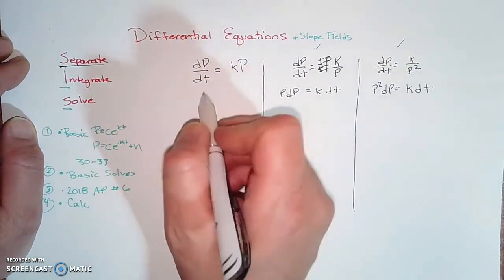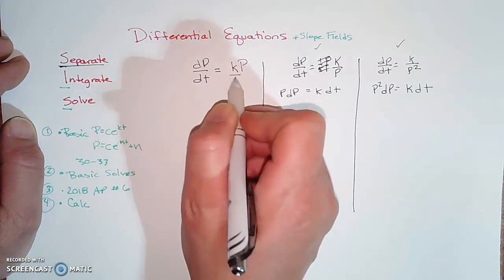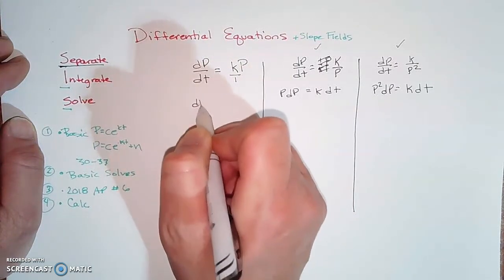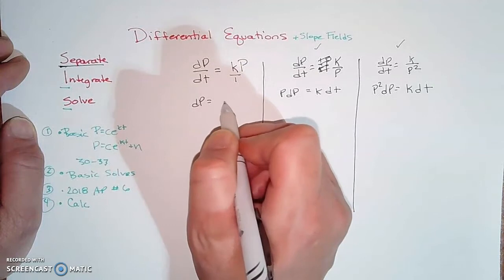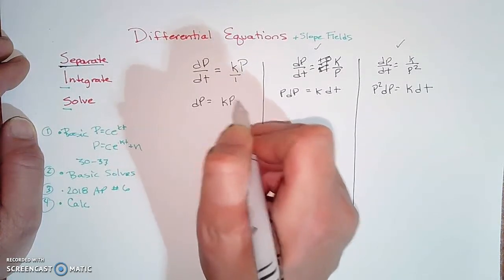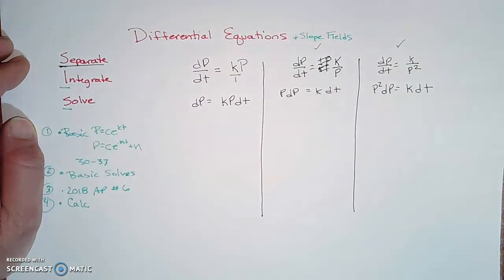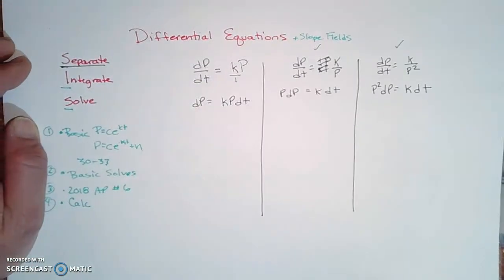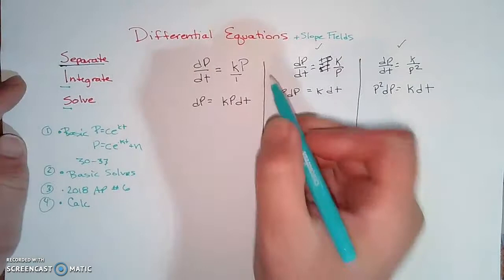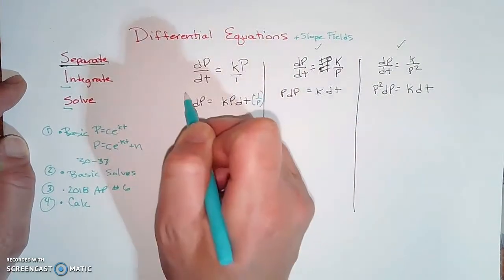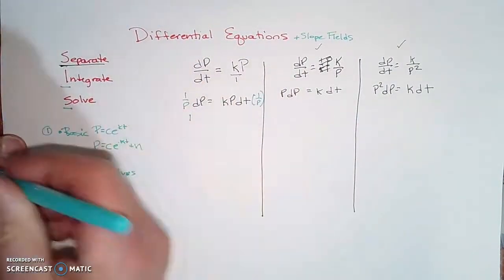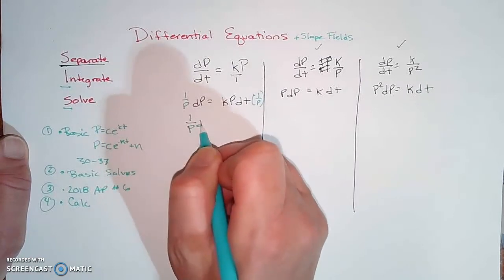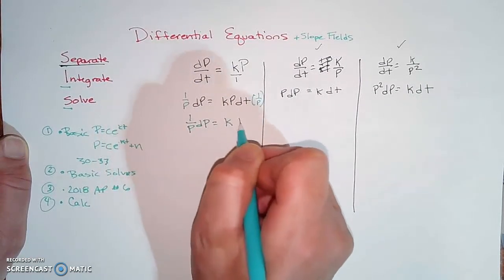So if I was to take this problem, I would cross multiply anyway. I'd get dP equals Kp dt. I'm going to do another one like this, so I have 3 now. The problem now is I have to get the p to the other side, so I multiply everything by 1 over p. So I get 1 over p dP equals K dt.